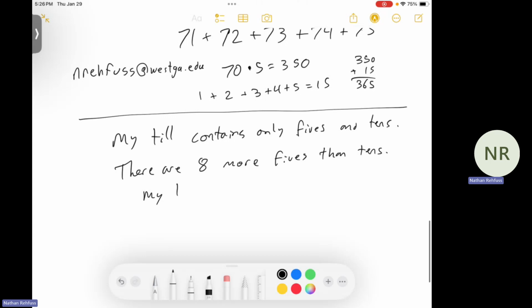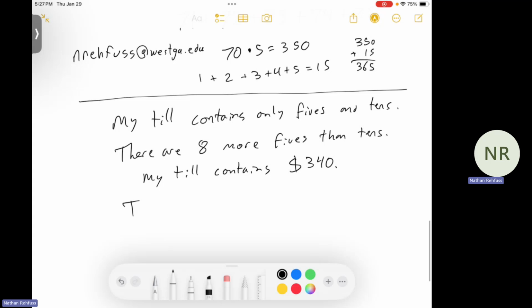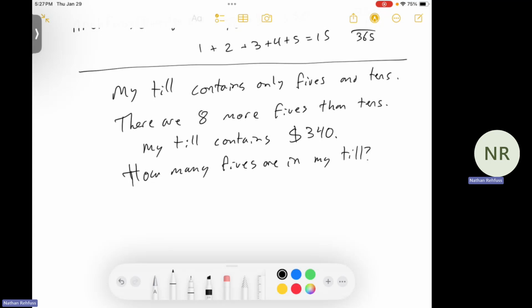My till contains $340. How many 5s are in my till? Can we solve this question? This is going to be a little trickier, and when we do our substitution, we will need our parentheses. So, my till contains 5s and 10s. There's 8 more 5s than 10s. First off, let's reread the problem and make sure we understand everything.